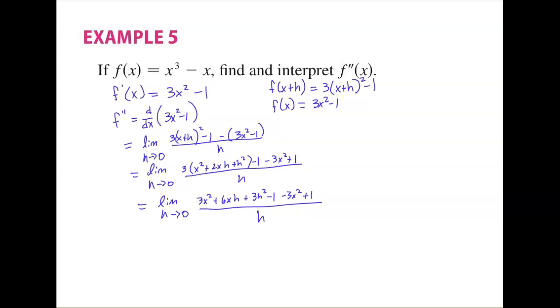All right, let's get rid of our like terms. So we have a positive and a negative 3x squared. We have a negative and a positive 1. Leftover terms all have at least one h, so I can divide out that h. And I'm left with the limit as h goes to 0 of 6x plus 3h. Okay, direct substitution of 0 in for h. We end up with just 6x. So f double prime of x is 6x.